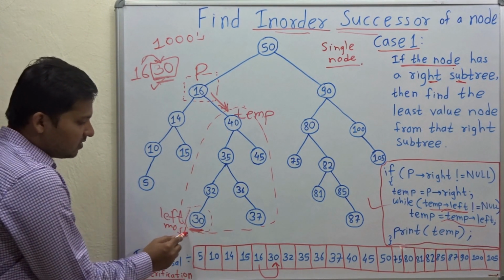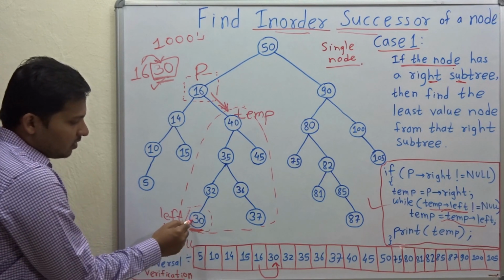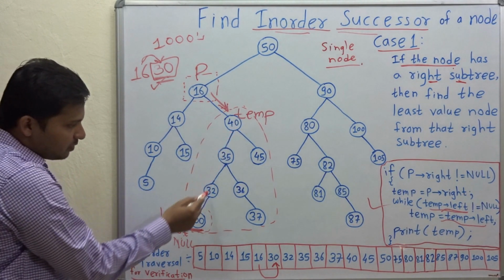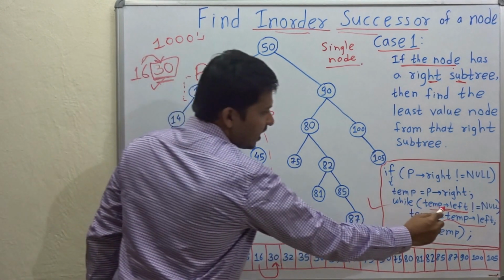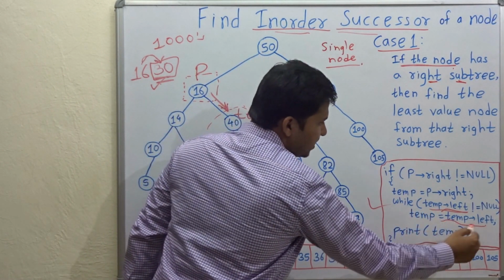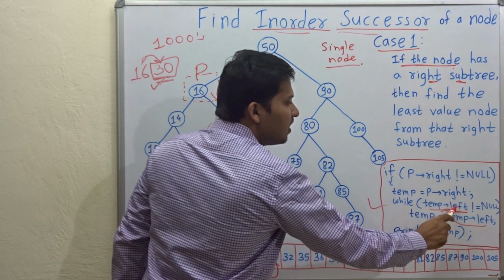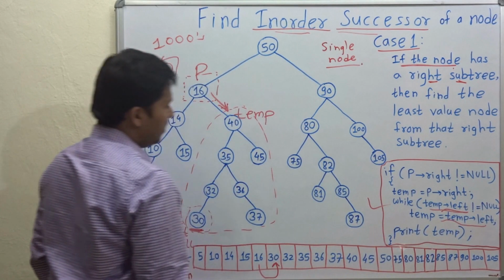See, for 30 the left child is null, means this is the last node in the left branch of this subtree. See, that is what I am checking. I am going to the left of temp until the left child of the node is null.